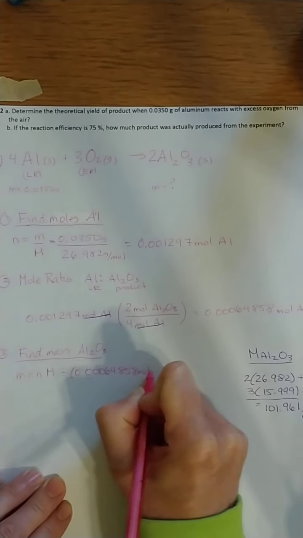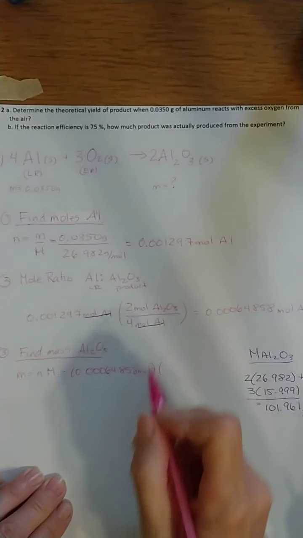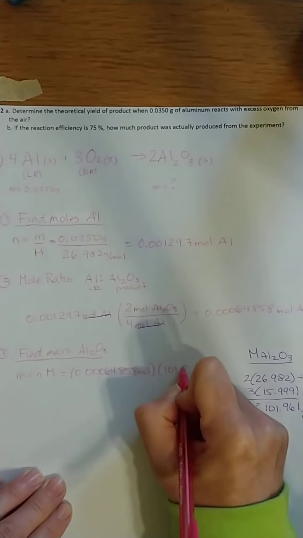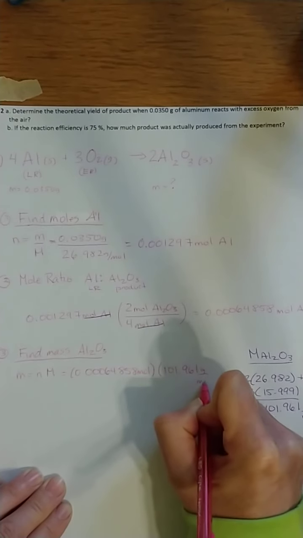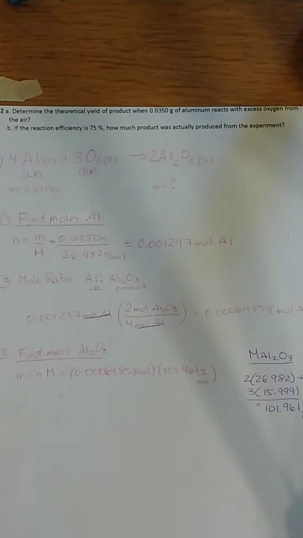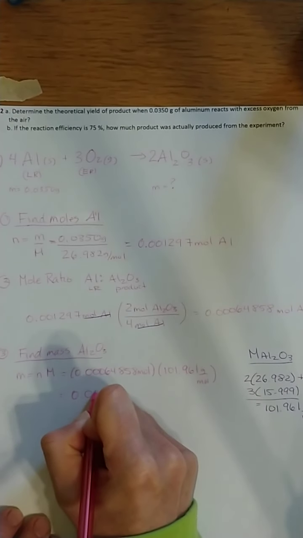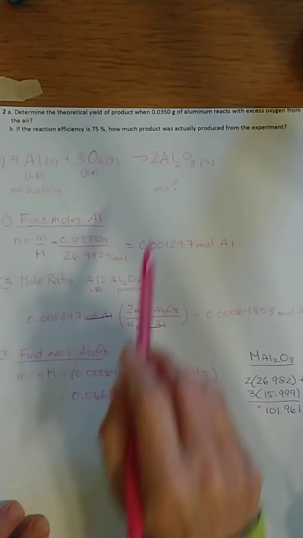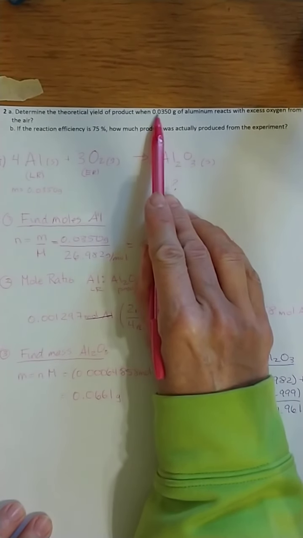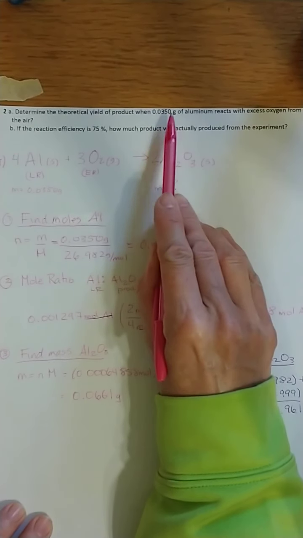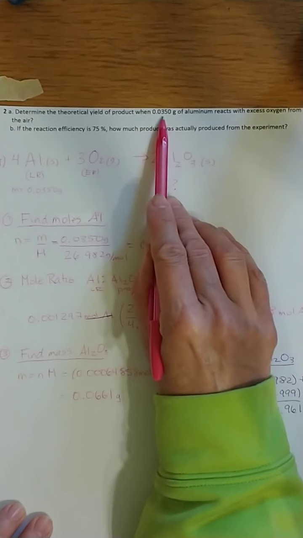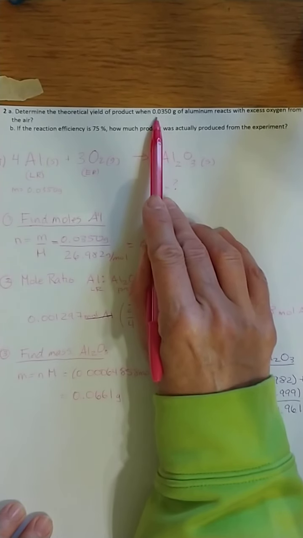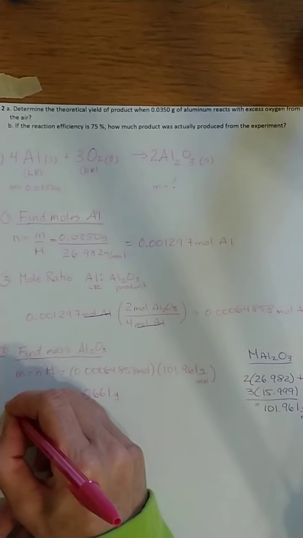So now we can go over here and take 0.0006485 moles, and we're going to multiply that by 101.961 grams per mole. And when we do that, we get 0.0661 grams. Going back to the question, sig figs: these first two zeros do not count because they don't follow a number. The 3 and the 5 count, and this 0 counts because it follows the 5, and there's a decimal point. So you have 3 sig figs.